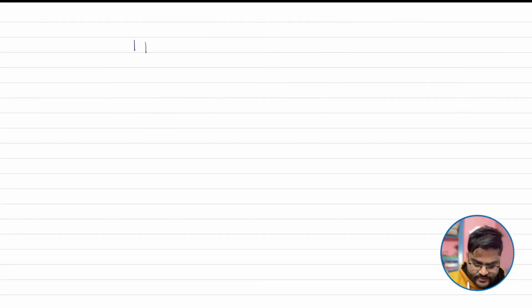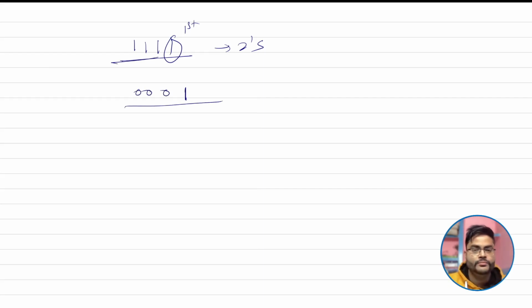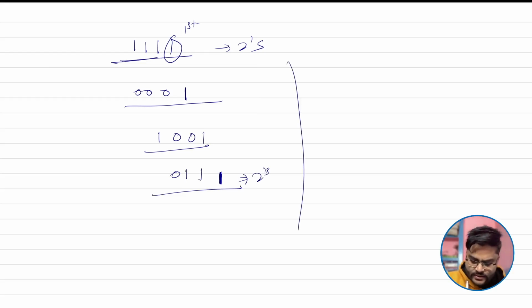Let's say I am taking this. I want to find 2's complement of it. So write 1. You found the first set bit. So after that invert the bits. This will be 000. As simple as that. Let's take one more example. Let's say we have 1001. So write until the first set bit, and after that invert the bits. This is nothing but 2's complement. Simple.